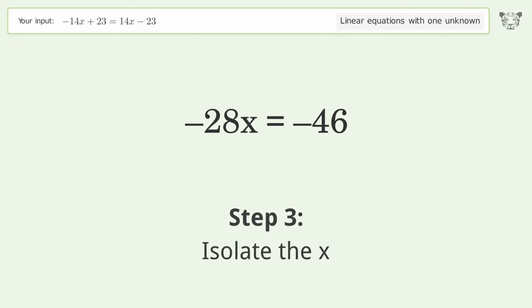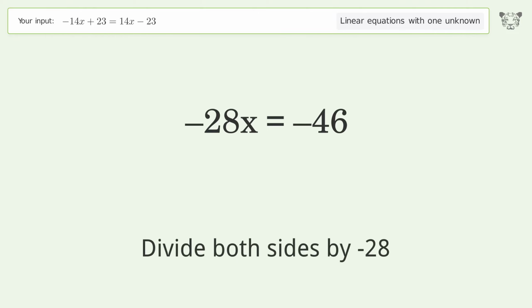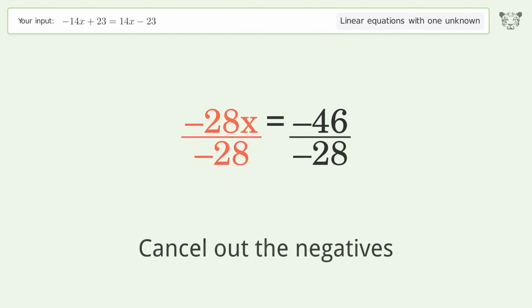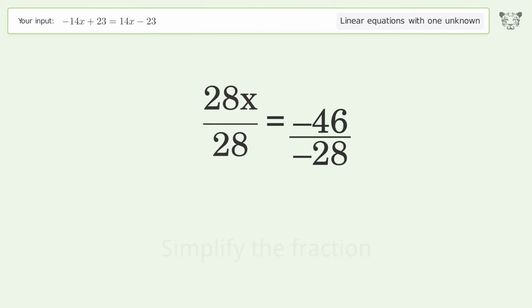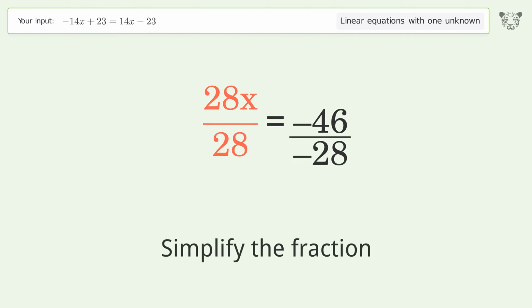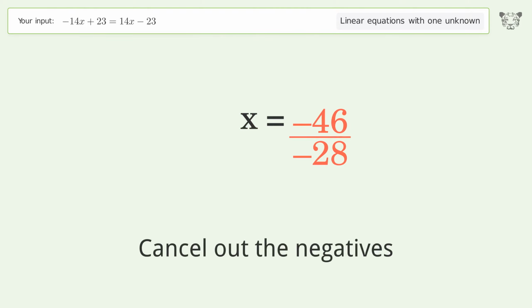Isolate the x. Divide both sides by -28. Cancel out the negatives. Simplify the fraction. Cancel out the negatives.